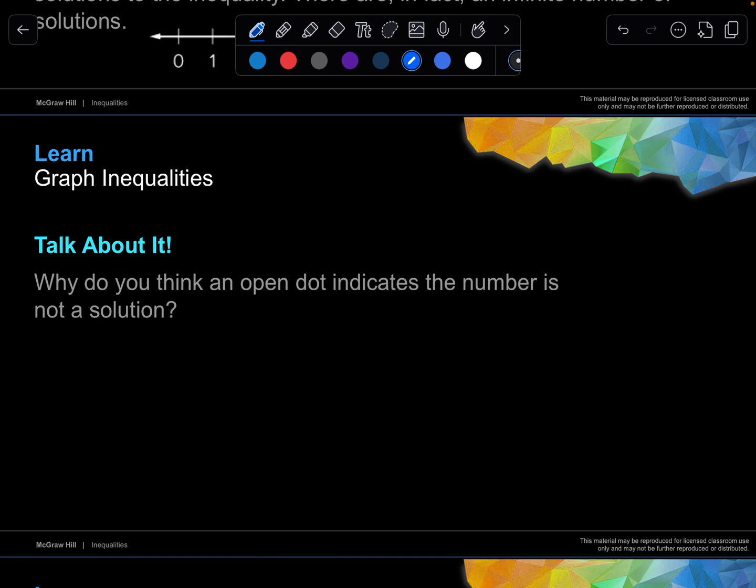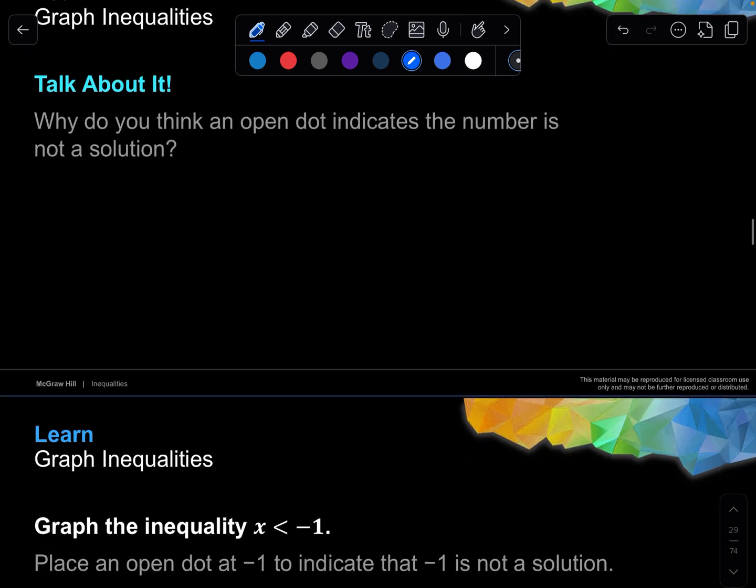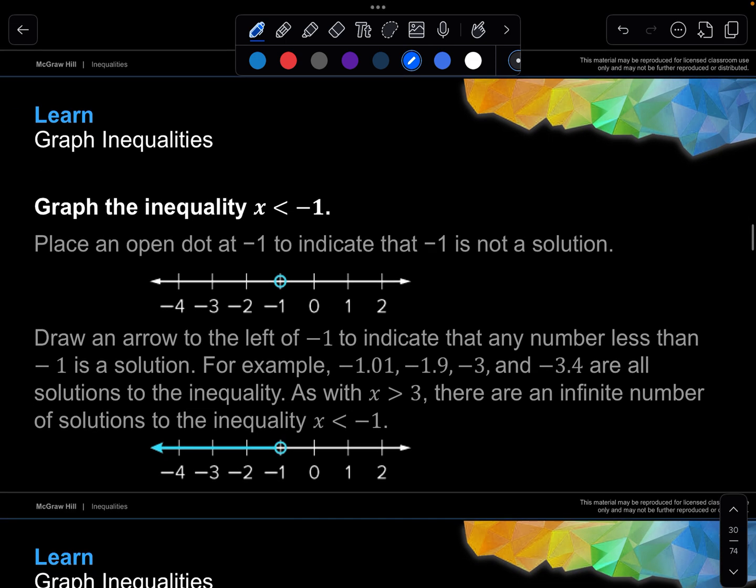Well, that's because not filling in the dot means the number itself is not graphed, and therefore it is not included. Let's look at the inequality x less than minus 1. Again, we're going to place an open dot at minus 1. That indicates minus 1 is not a solution. And because it's less than, we draw an arrow to the left.